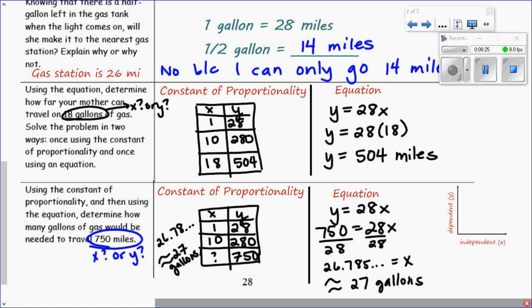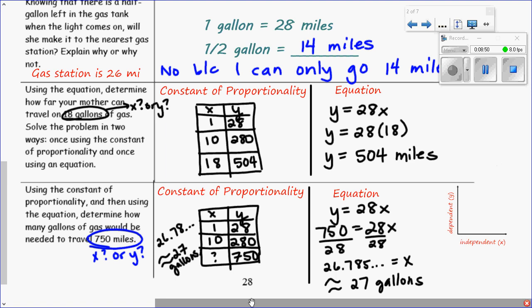Okay, a lot of kids are asking how we know which one is which when it comes to x and y. So just keep in mind that the gallons determines how many miles we can go. Okay, so if I have 1 gallon, I can go this many miles. If I have 2 gallons, I can go this many miles. And that's how we come up with that line when we graph. So just a little visual for you there.